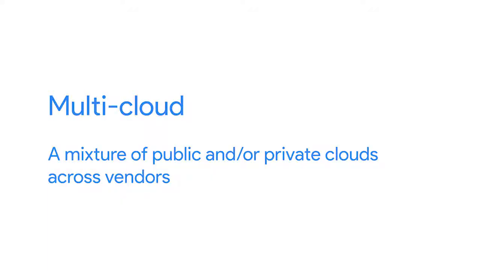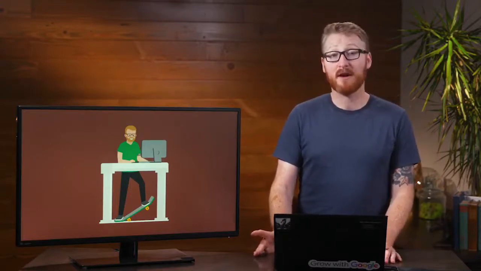Finally, multi-cloud is a mixture of public and or private clouds across vendors. For example, a multi-cloud deployment may include servers hosted with Google, Amazon, Microsoft, and on-premise. A hybrid cloud is simply a type of multi-cloud, but the key difference is that multi-clouds will use several vendors, sometimes in addition to on-site services. Using multiple clouds can be expensive, but it gives you extra protection. If one of your providers has a problem, your service can keep running on the infrastructure provided by a different provider.